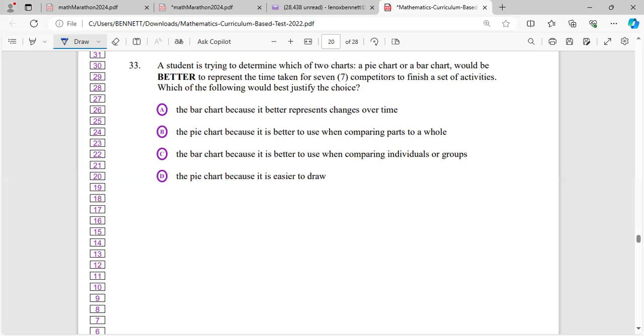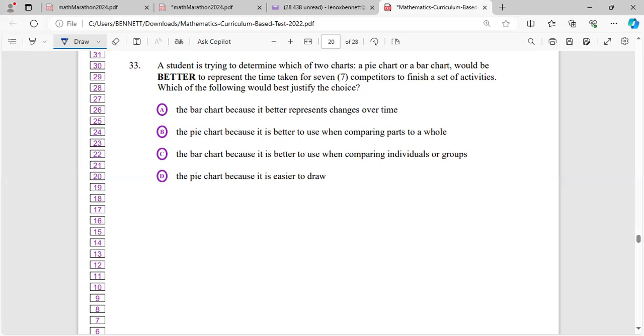Competitors to finish a set of activities. That's not very good at all. A student is trying to determine which of the two charts, a pie chart or a bar chart, would be better to represent the time taken for 7 competitors to finish a set of activities. Which of the following would best justify the choice?